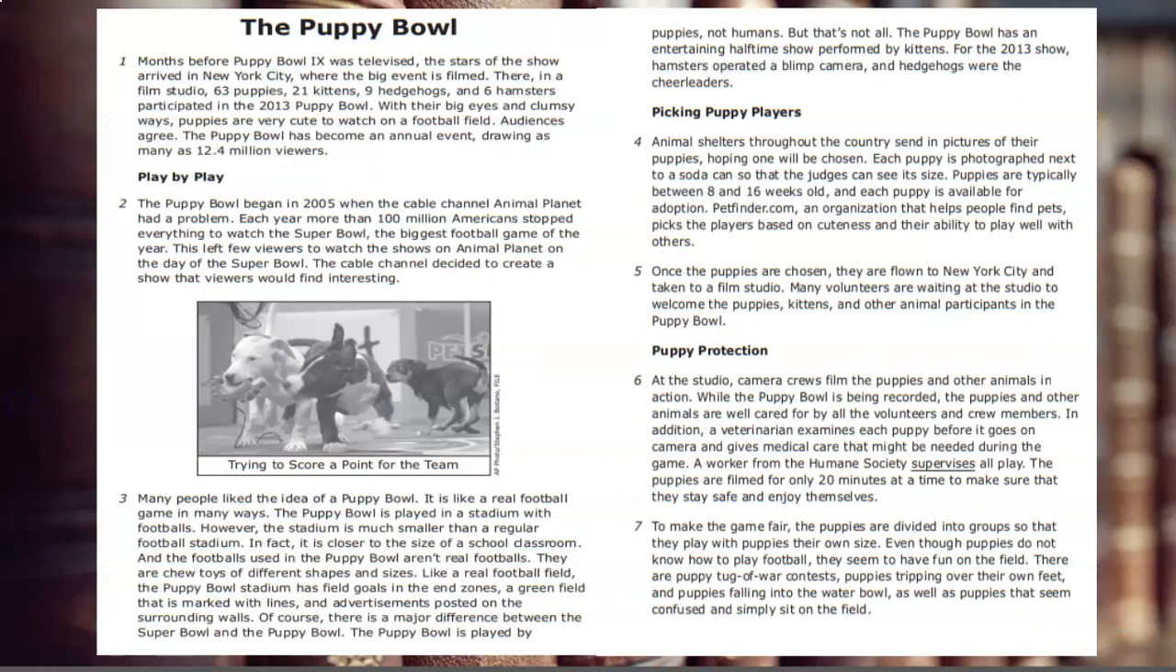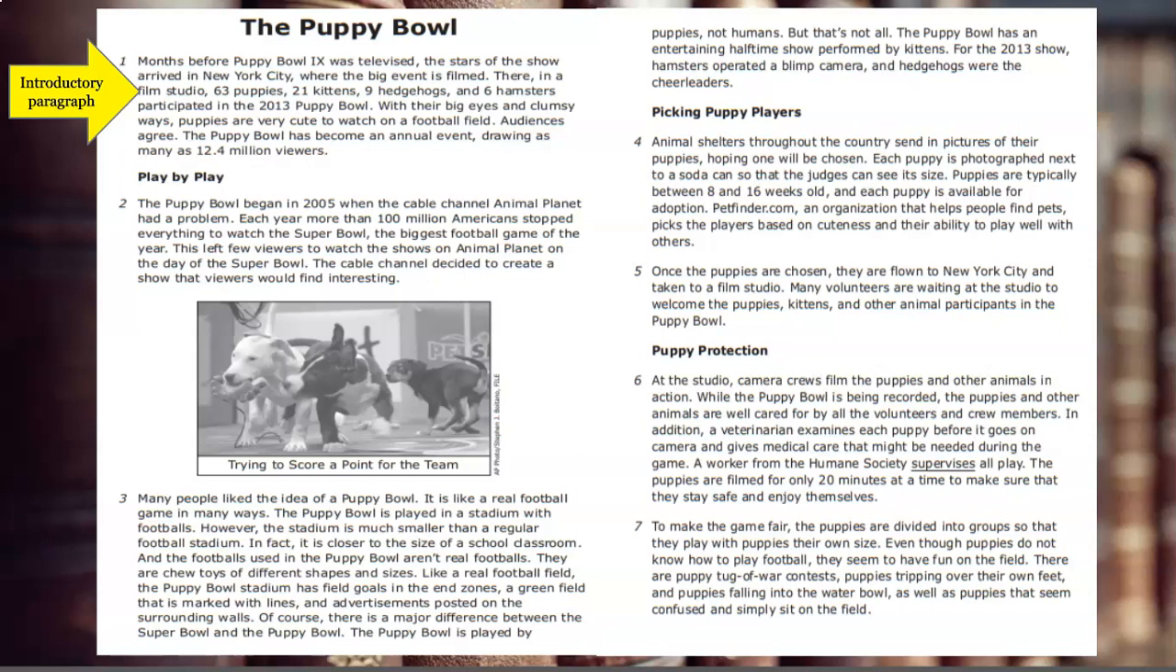So let's begin, guys, with the introductory paragraph. Where would I find that introductory paragraph? Bam! Right there at the beginning. Okay, so this introductory paragraph says, months before Puppy Bowl 9 was televised, the stars of the show arrived in New York City, where the big event is filmed.